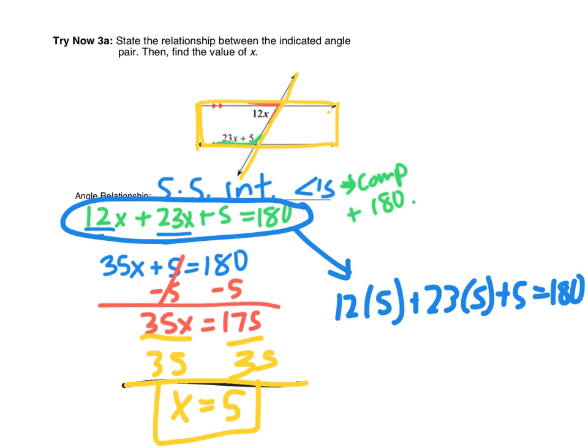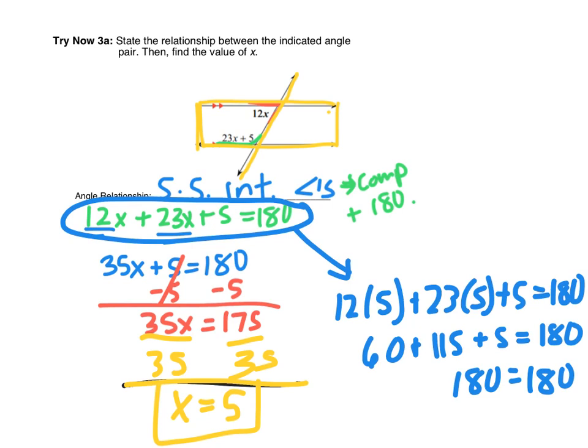So if I do 12 times 5, I get 60. Plus 23 times 5, which is 115, and then plus 5, and hopefully that equals 180. And if I throw it in a calculator, we have 60 plus 115 plus 5, which equals 180. So we get 180 equals 180, which is great. I checked my work. I know that 5 has to be the right answer. This step you don't always have to do, but if you're like, hey, Miss Sylvester, I just don't know if I did it right, I'm really unsure, you can go ahead and plug in your value and double check.